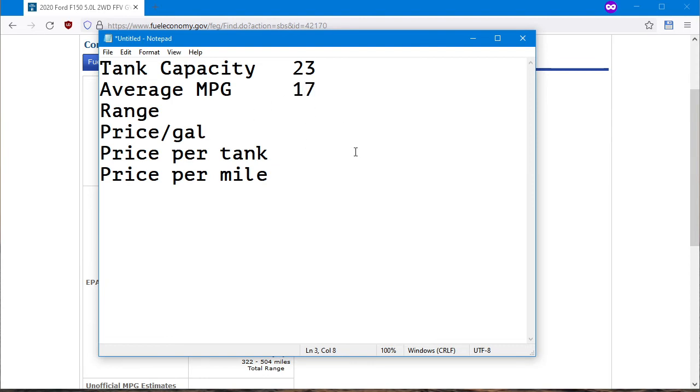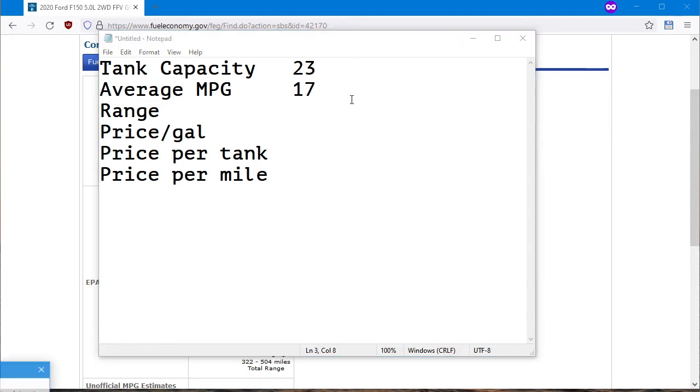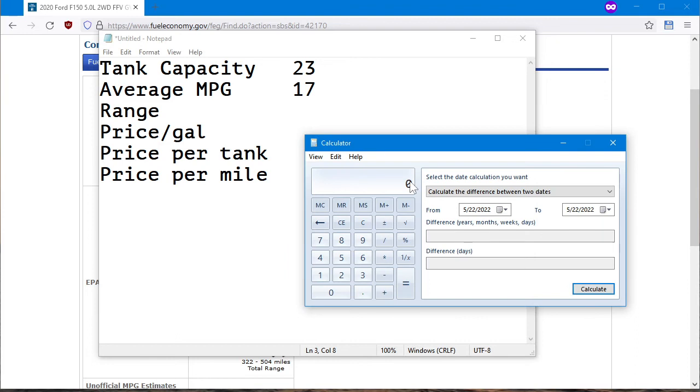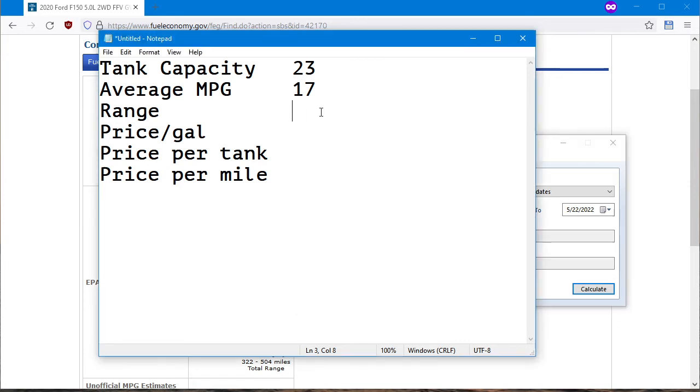17. So what that means, not that you would ever run the tank bone dry, because you generally shouldn't do that, but we'll just say, okay, if it's 17 miles per gallon and a tank capacity of 23, that gives us a range, in theory. So 17 times 23, 391 mile range.